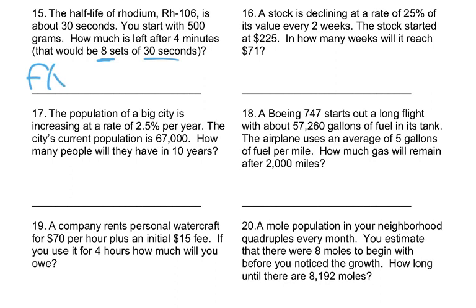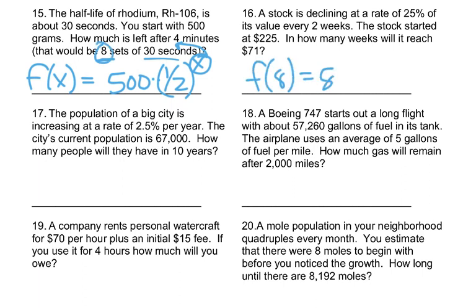So we go f of x equals 500, and a half-life means we're timesing it by a half every set of 30 seconds. Okay? So we take this x, but we don't put 4 in it because it's every 30 seconds, so we put 8. So f of 8 equals 500 times 1/2 to the 8.